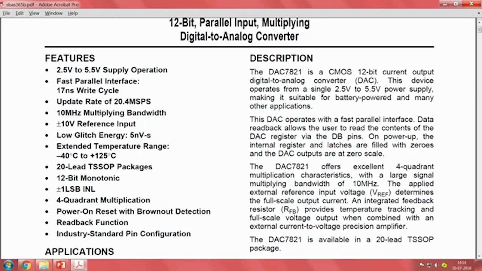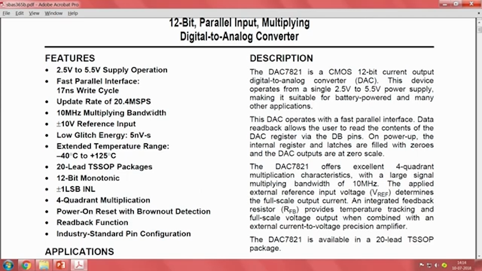Then, update rate of 20.4 MSPS. MSPS is mega samples per second. So, it can take that much update rate. If that many samples come, it can keep changing at that speed. Then, 10 megahertz multiplying bandwidth.